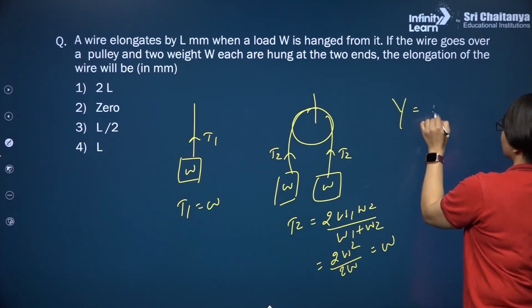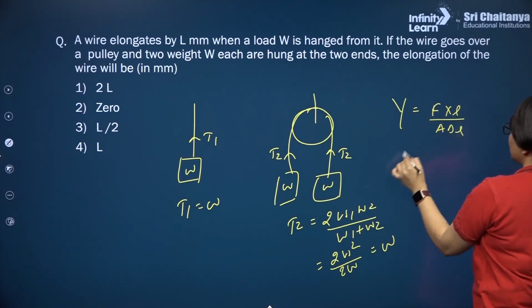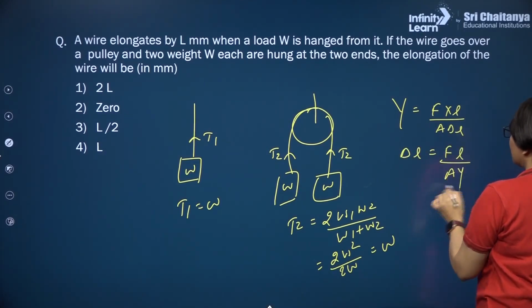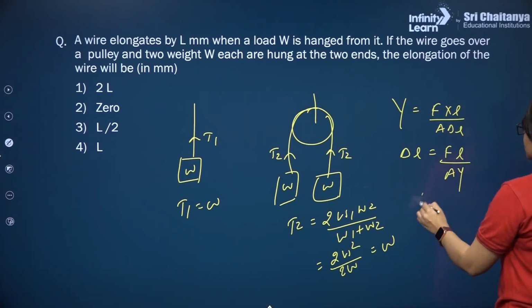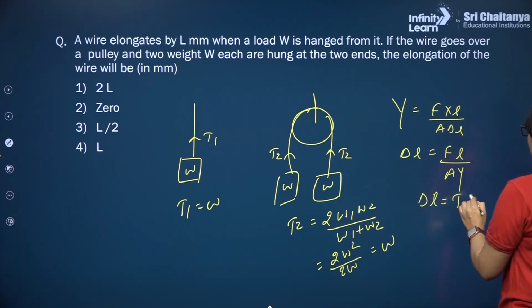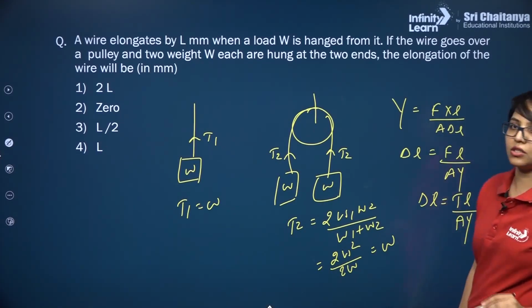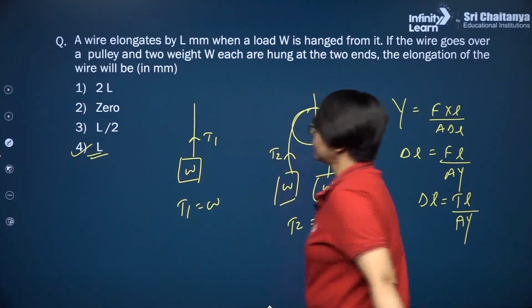Young's modulus is what? Force into L divided by A delta L. So delta L elongation is FL divided by AY. So we are using the same wire, so A, Y and L will be the same. So delta L will be tension T into L divided by AY. So tension is not changing, so elongation will not change. Earlier it was L, now it is again L.